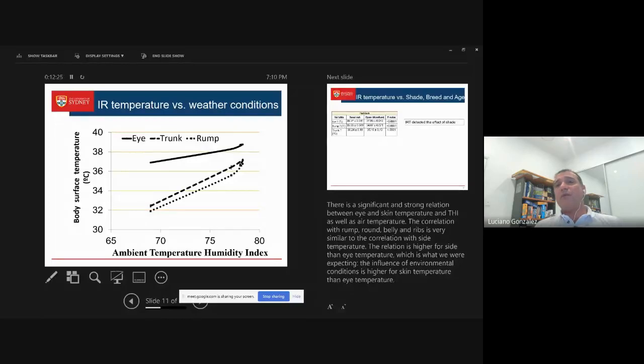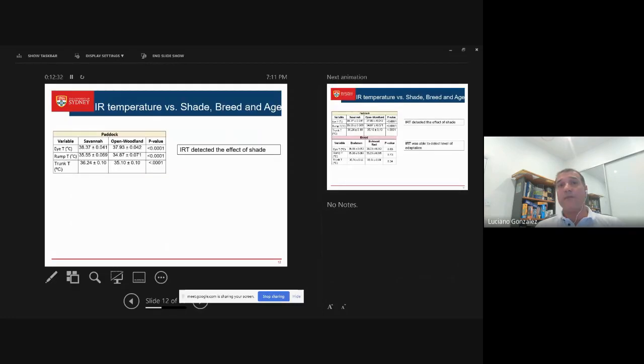So it's a disadvantage if you want to detect disease, but it's an advantage if you want to measure heat stress. Yeah? We've done a trial where we put animals in a paddock with trees and without trees. A savanna paddock is without trees, and the open woodland is with trees. And we measured the body temperature of those animals. So we've seen, for example, that temperature is higher in animals that are in paddocks that have no trees.